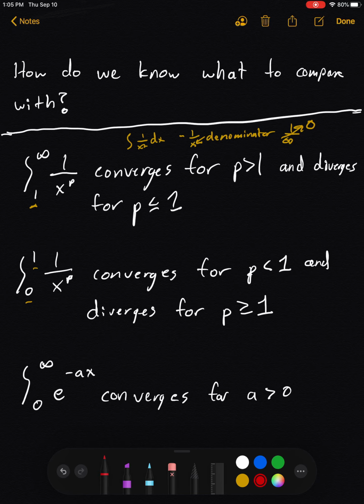Ideally, if f of x can be compared to x to the p or e to the negative ax, use the following.